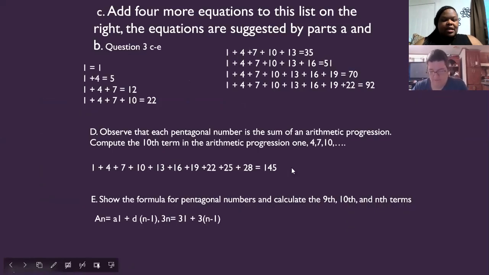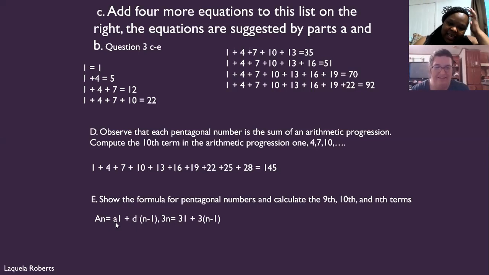Okay, so what we will use is a_n equals a_1 plus d times (n minus 1). And then you have 3n equals 31 plus 3 times (n minus 1). So that's how you will do that.